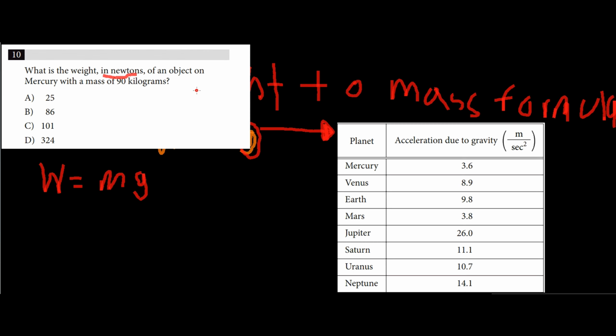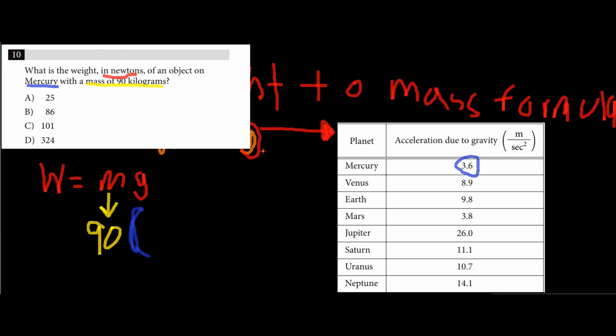So it gives us our mass of 90 kilograms. Actually, let me do that in yellow. Mass of 90 kilograms. So we can replace m with 90. And then if you look up in our table what the value of small g is, for this specific problem, it says we're on Mercury. So that is Mercury's acceleration due to gravity, times 3.6. If you go ahead and calculate that, you're going to get D as your answer to this first problem right there.